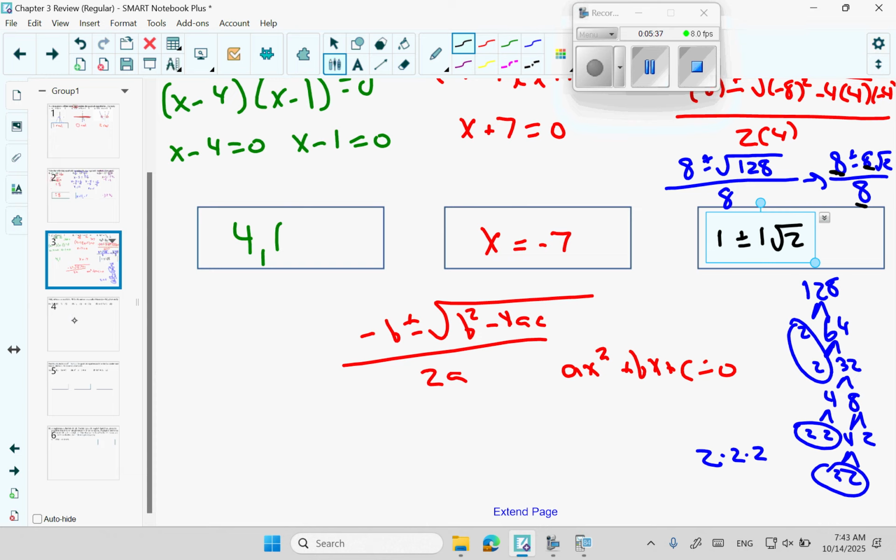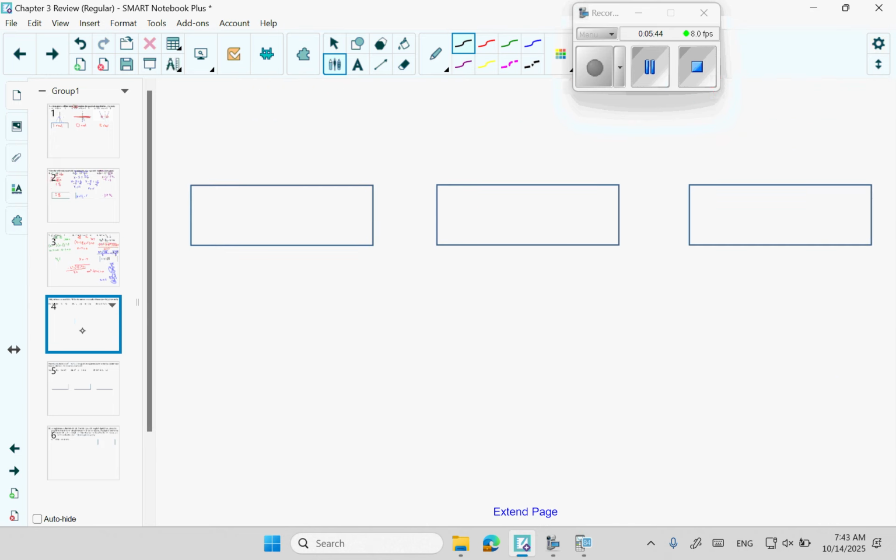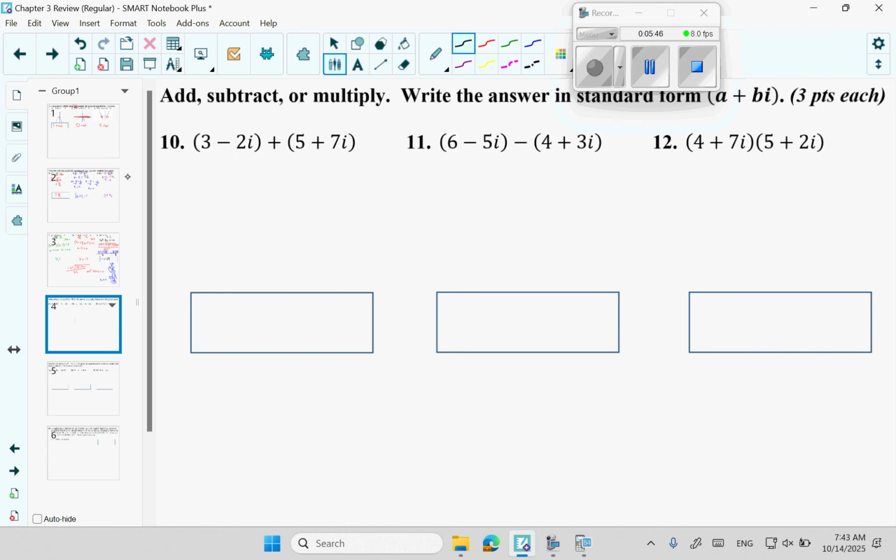You can only divide if it's those three numbers. You cannot divide into the radical when you're doing quadratic formula. Okay, add, subtract, multiply, or divide, standard form a plus bi.